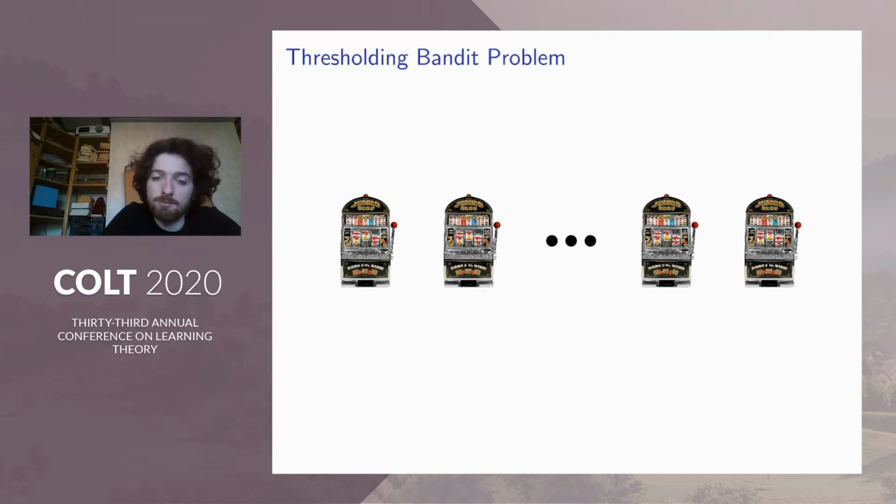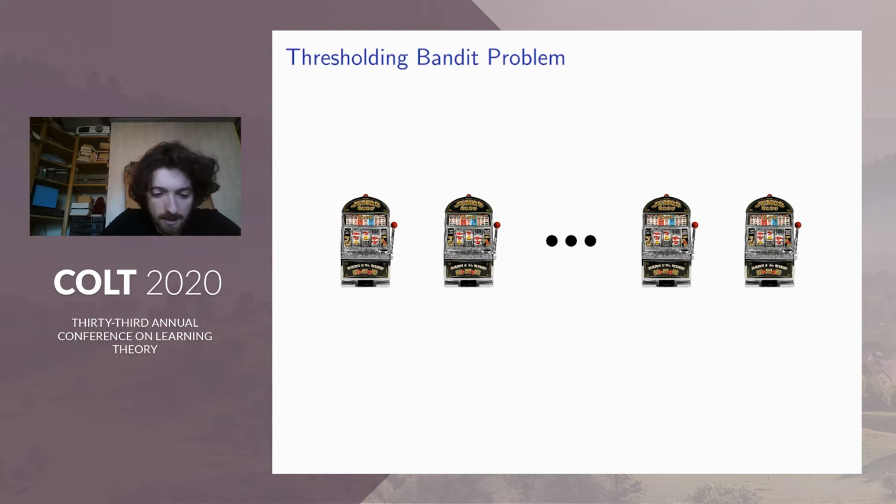Now, the thresholding bandit problem is a problem in multi-arm bandit theory. As is typical in such problems, you have a learner who is presented with several options or arms, and each one of these arms corresponds to a distribution. The learner plays a game where each round they must choose an arm and they then receive a sample from the distribution associated with that arm.